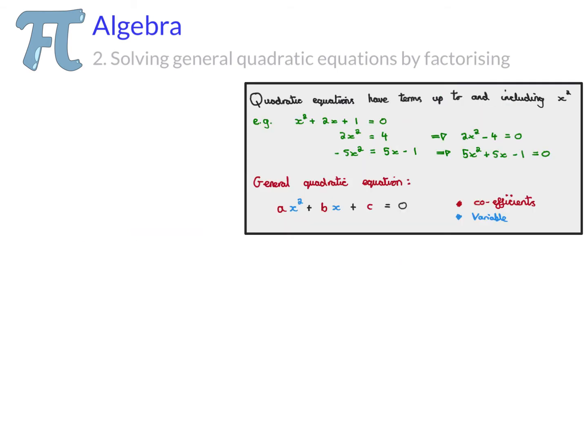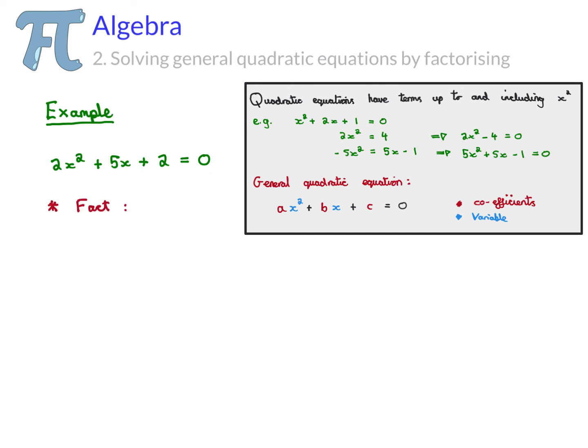The first job when trying to solve any quadratic is to move all the terms to the same side so that it looks in this form. The specific example we're going to use is 2x squared plus 5x plus 2 equals 0.